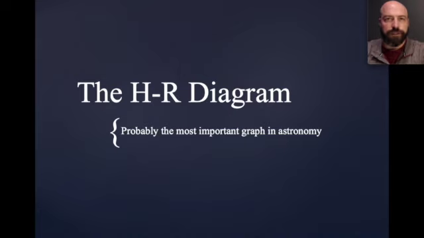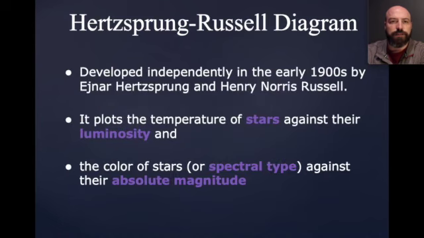Hello, I'm Mr. Troha. We're going to do some astronomy notes on the HR diagram, likely the most important graph in all of astronomy. What does HR stand for? Hertzsprung-Russell diagram. These are named after two guys, last name Hertzsprung and Russell, who developed this in the early 1900s, and it shows the relationships between the temperature of stars and their luminosity, as well as the color or spectral type of stars and their absolute magnitude.